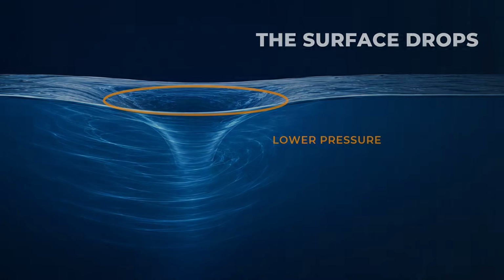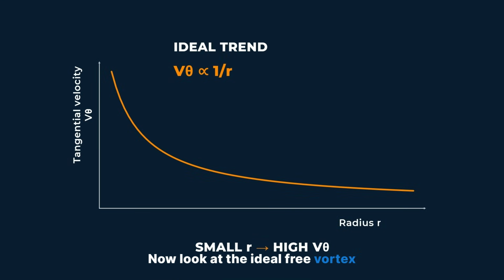Ideal trend. Now look at the ideal free vortex relationship again. If tangential velocity increases as the radius decreases, the mathematical trend rises sharply as we move toward the center. That creates an obvious question. Does the velocity become infinite at the exact center? No. A real fluid does not behave that way.